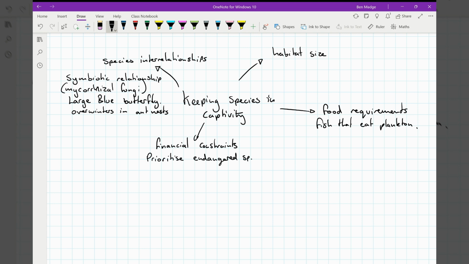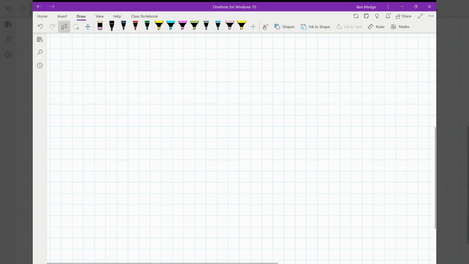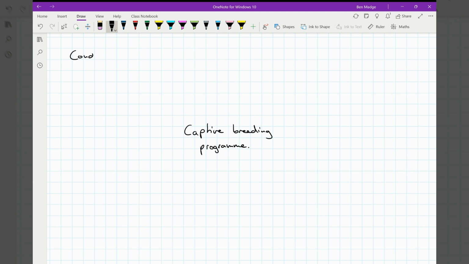So, if we actually do manage to keep our organisms alive in a zoo for a prolonged period of time, we're going to look to start to breed them. So we're going to have a captive breeding program. And there's a number of things that we need to do to make sure that we can get them to breed in the first place. So the first one is conditions for breeding need to be correct.